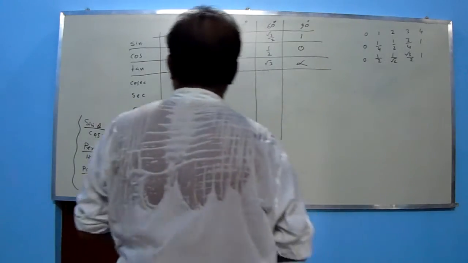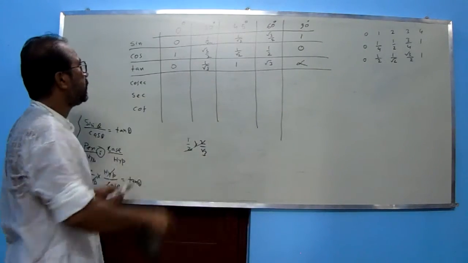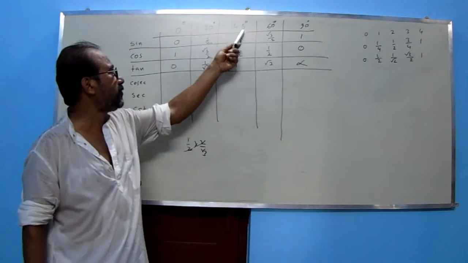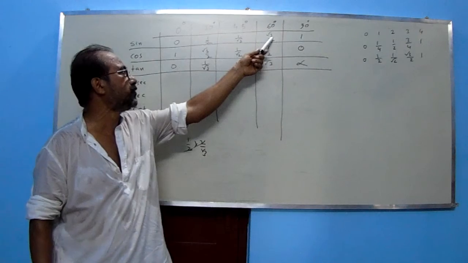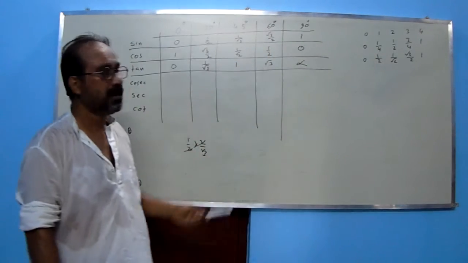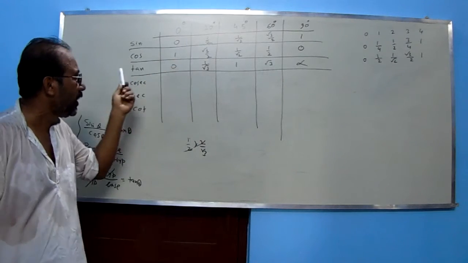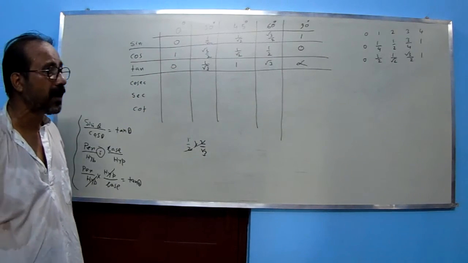Right. So sin 0 means 0. Sin 30 means it is half. Sin 45 is 1 by root 2. Sin 60 is root 3 by 2. Sin 90 is 1. Similarly, cos 0 means 1, cos 30, like that. These values have to be remembered.